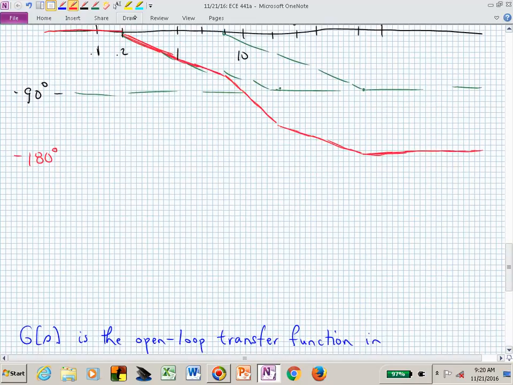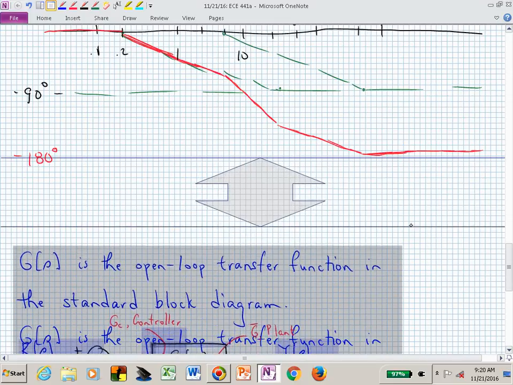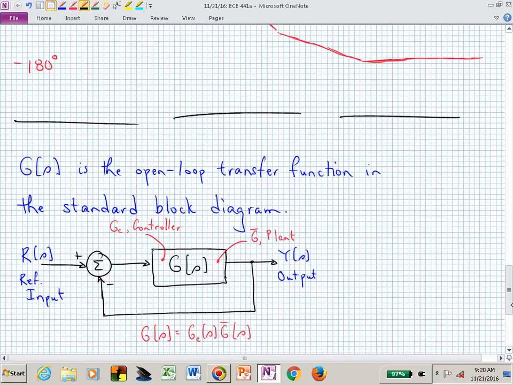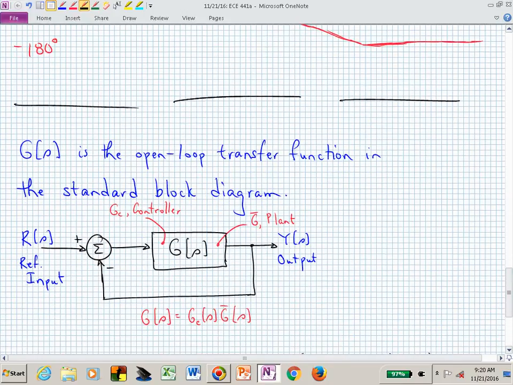In this particular case, this transfer function, G of j omega, that we're sketching the Bode plot for, is just this open loop block, and we want to now infer closed loop information from the transfer function behavior of G of s, where G of s could be the plant G bar combined with the controller G sub c. Eventually, we are going to be designing G sub c to give us the shape of this frequency response that we want. That's the idea.